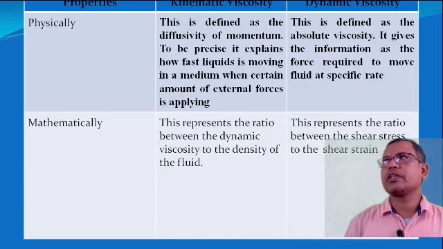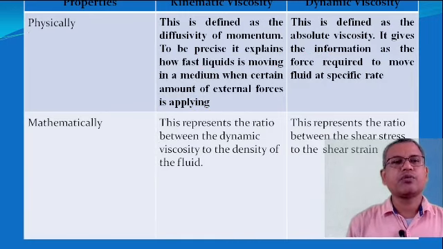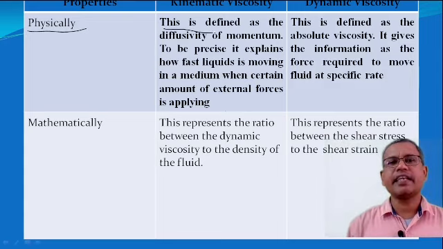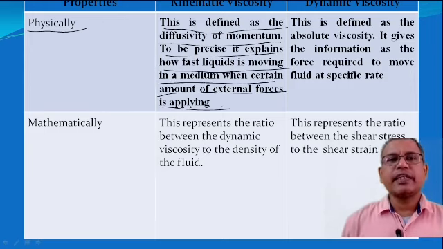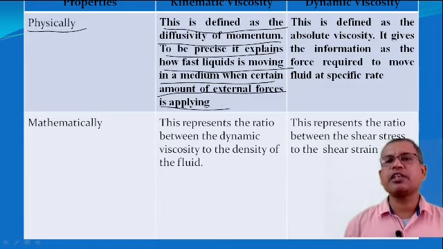So we have to show the difference in tabular form. First of all, with respect to the physical concept, kinematic viscosity is defined as the diffusivity of momentum. To be precise, it explains how fast liquid is moving in a certain medium when a certain amount of external force is applied. What is diffusivity? Nothing but the spreading. Momentum is the product of mass and velocity. So it is the diffusivity of momentum, that is, how the molecules of the liquid are spreading in a medium.